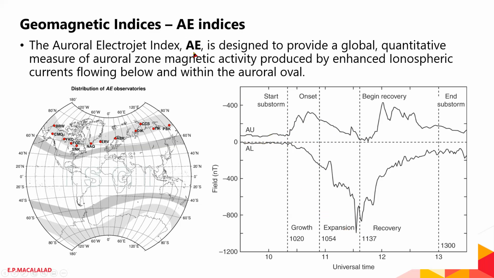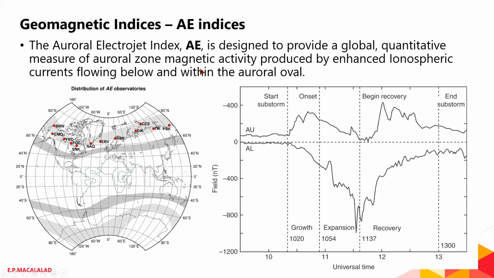Then we also have what we call the AO index. AO is the average of AU and AL. So in short, again, the AE index is the difference between AU and AL. You will notice here that during a certain event, we can see the changes in the AU and AL. So again, the AE index is the aurora electrojet. We use this to look at the magnetic activity at the aurora zone or near the polar caps.